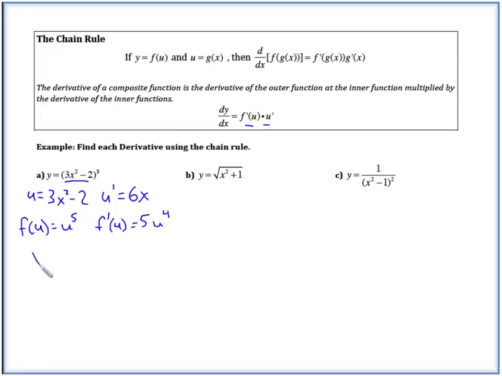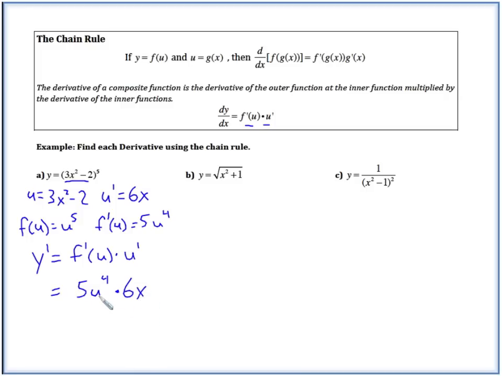Alright, so let's go ahead and find our derivative now. So our y prime is going to be f prime of u times u prime. So what is f prime of u? Well, we wrote it right here, and it is 5u to the 4th, and then u prime is 6x.